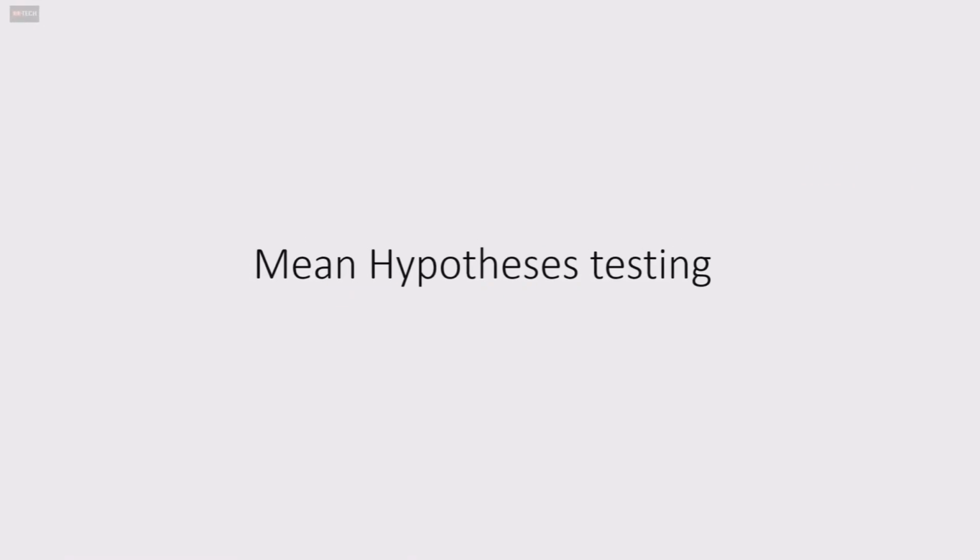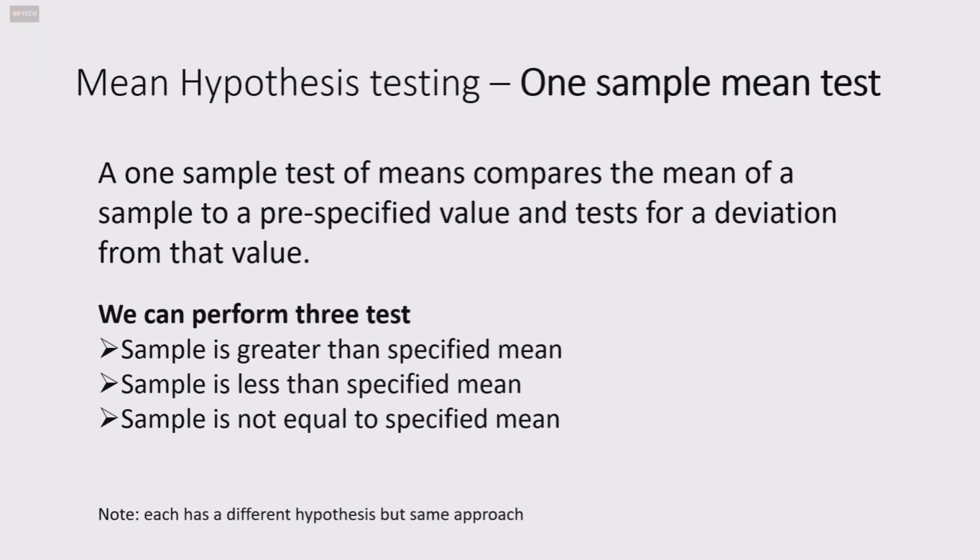Now, mean hypothesis testing. Let's focus on the mean hypothesis testing. I'm going to be looking at the one sample mean test. Remember, this is the third one I gave as an example, but for whatever reason, I'm just making it the first one we'll be treating. One sample test of means compares the mean of a sample to a pre-specified value and tests for a deviation from that value. Now, that's what I mentioned earlier.